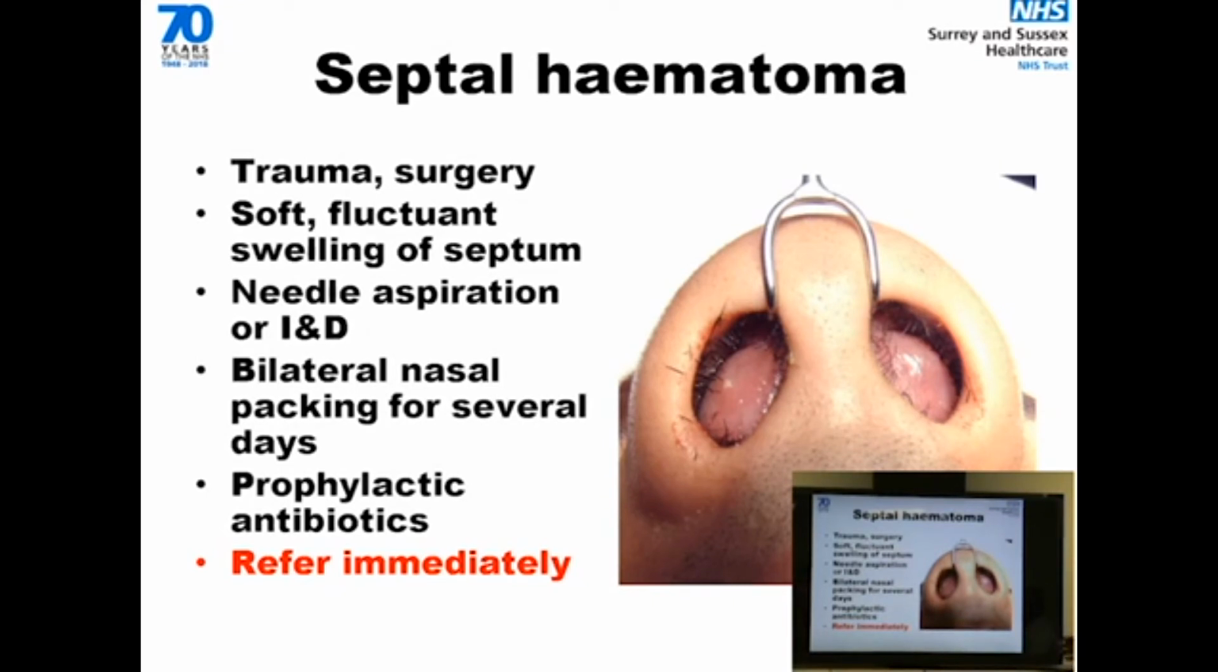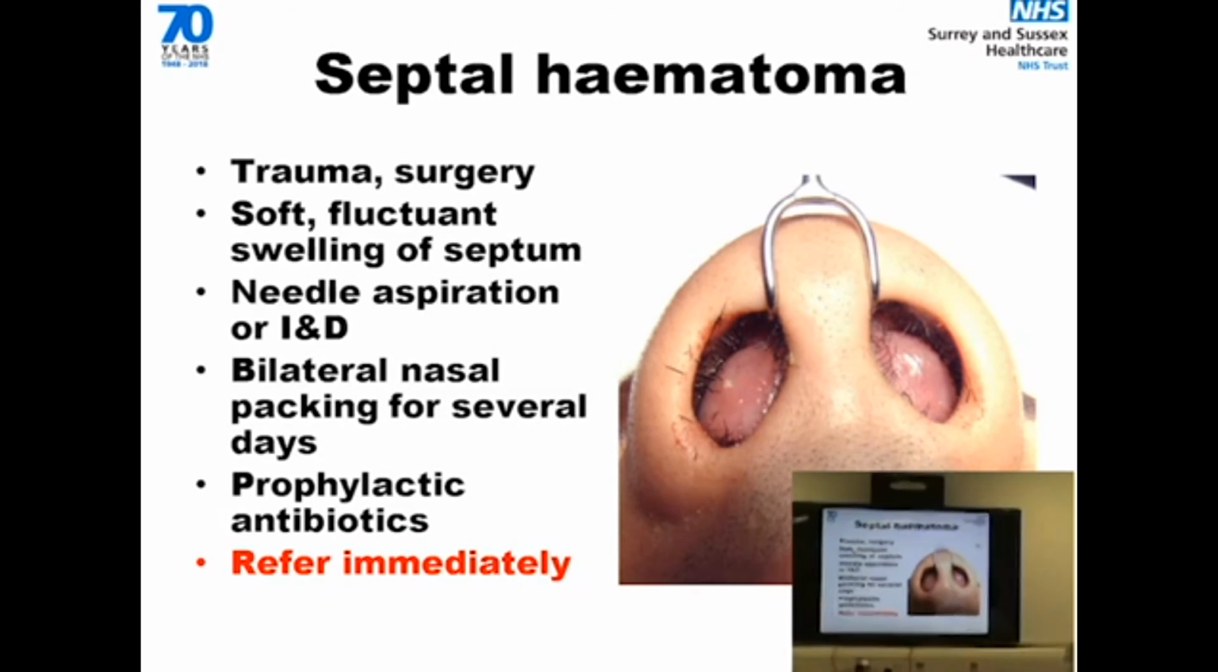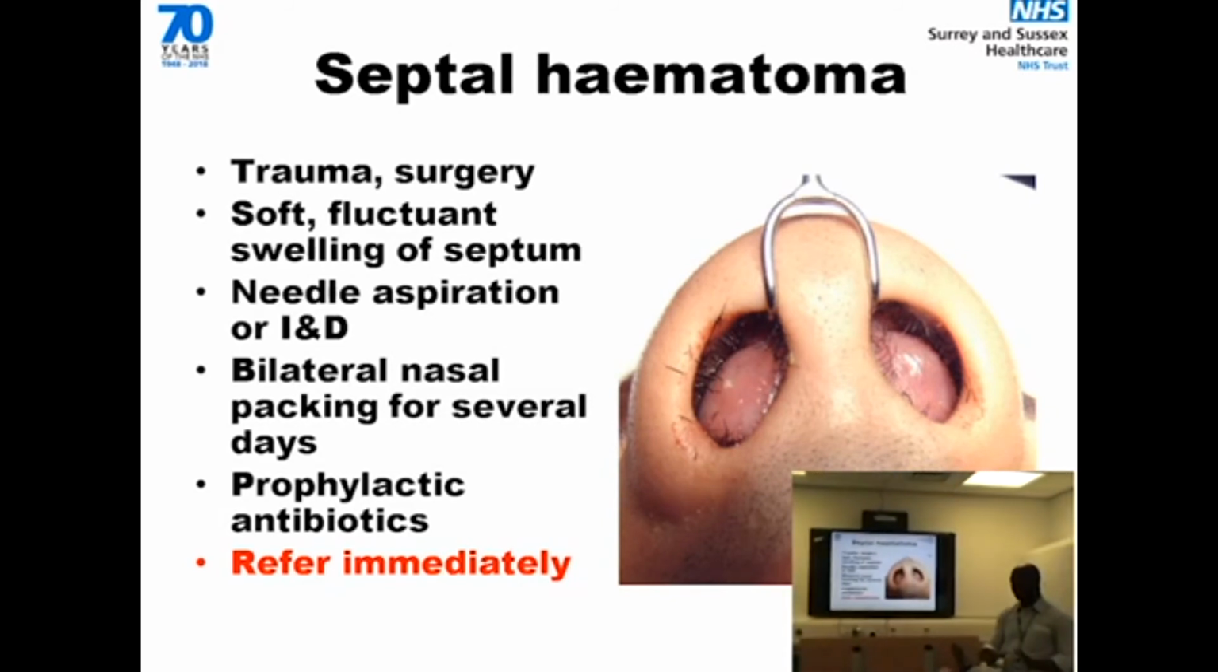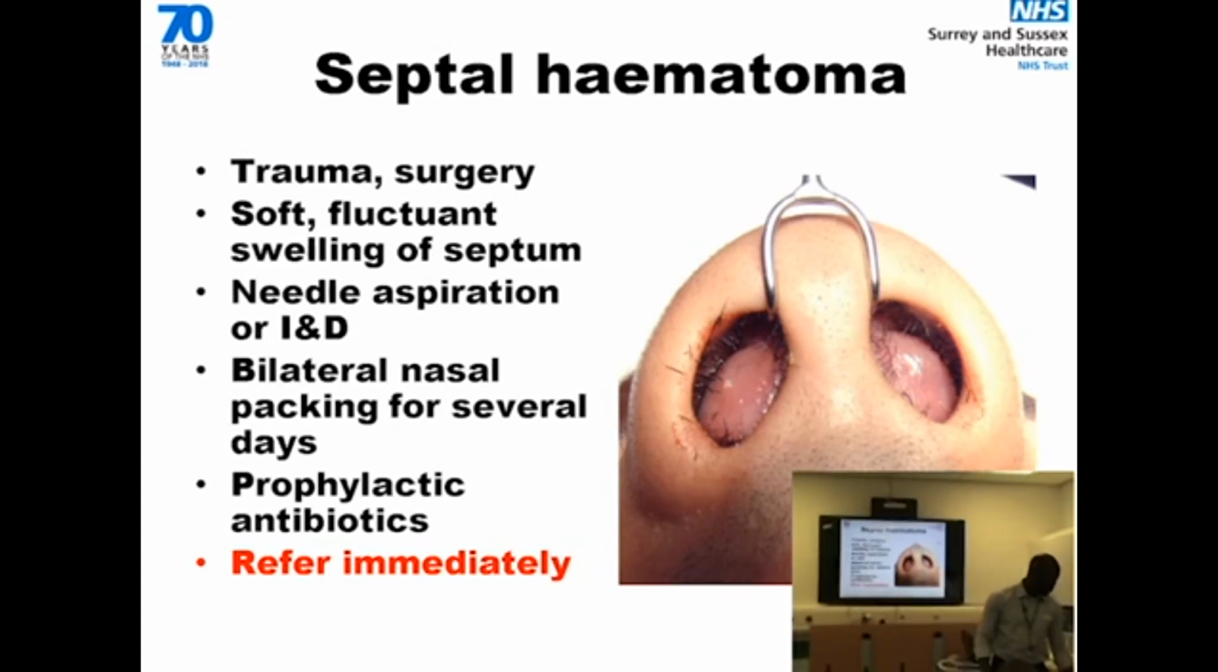So we do an I&D, and after doing the I&D, we pack the nose to obliterate the space so that it doesn't recollect, and give prophylactic antibiotics. So the lesson in this case is, if you see a patient with a nasal injury, please look at the nose. If you see what looks like a septal hematoma, please refer immediately. It needs to be dealt with right away.